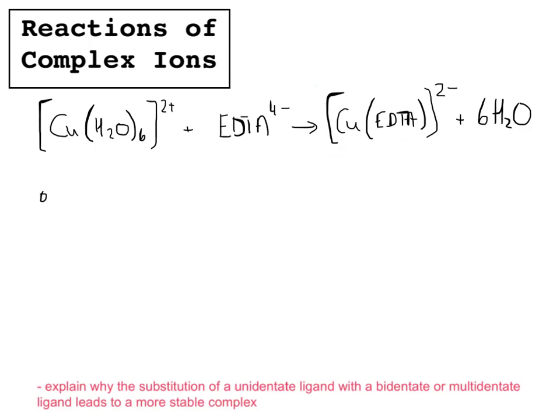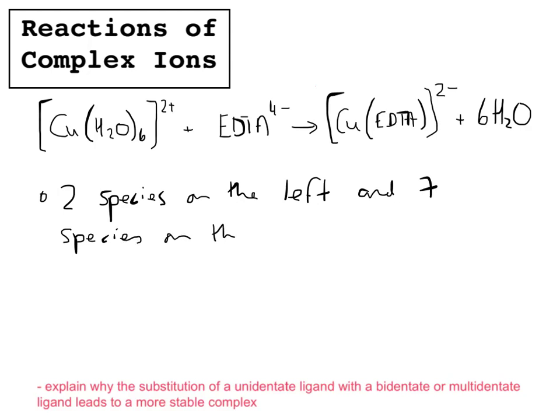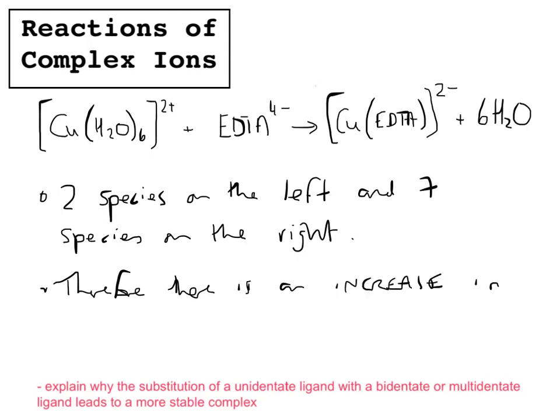If you were to describe why this is favourable, or why this compound is more stable, you would say that there are 2 species on the left and 7 species on the right. Therefore, there is an increase in disorder, so an increase in entropy. And remember, when entropy increases, that is favourable.